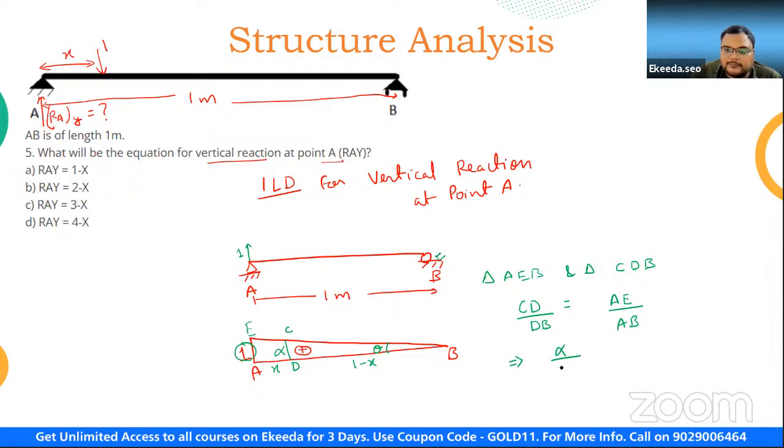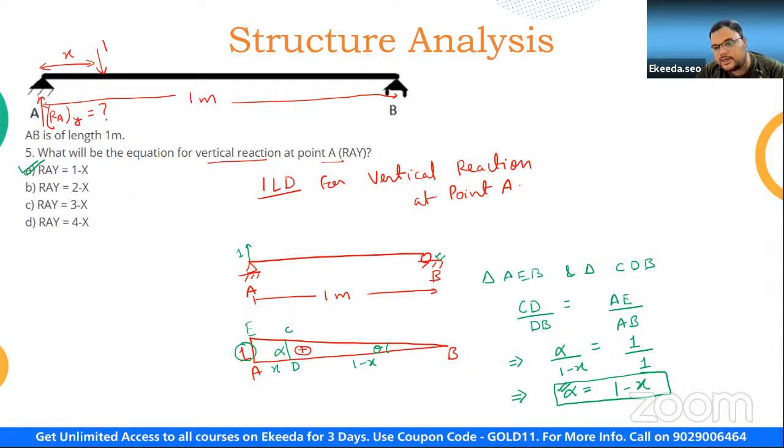CD is alpha. DB is 1 minus x. AE is 1. And what is AB? AB is 1. So from here, can I say that this alpha is nothing but 1 minus x? And alpha is the vertical reaction at point A. Right, guys? So the correct option for this one is option A.